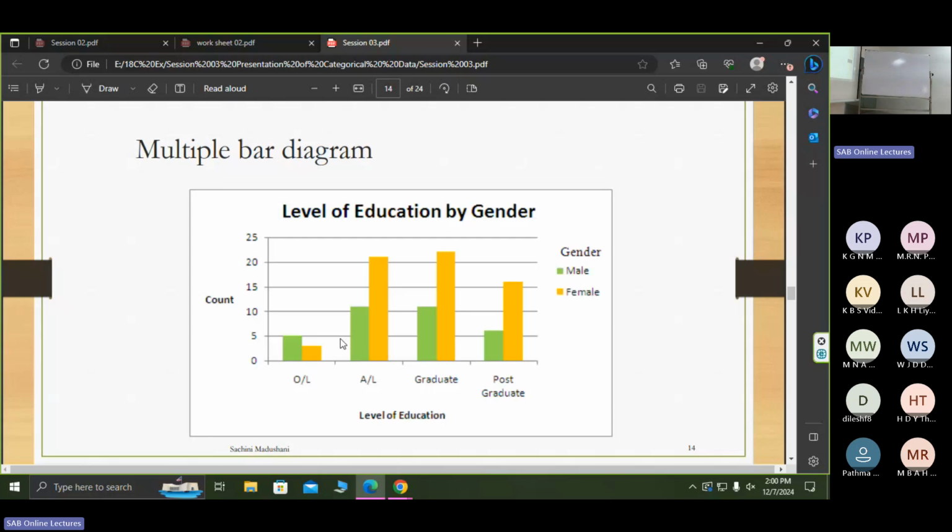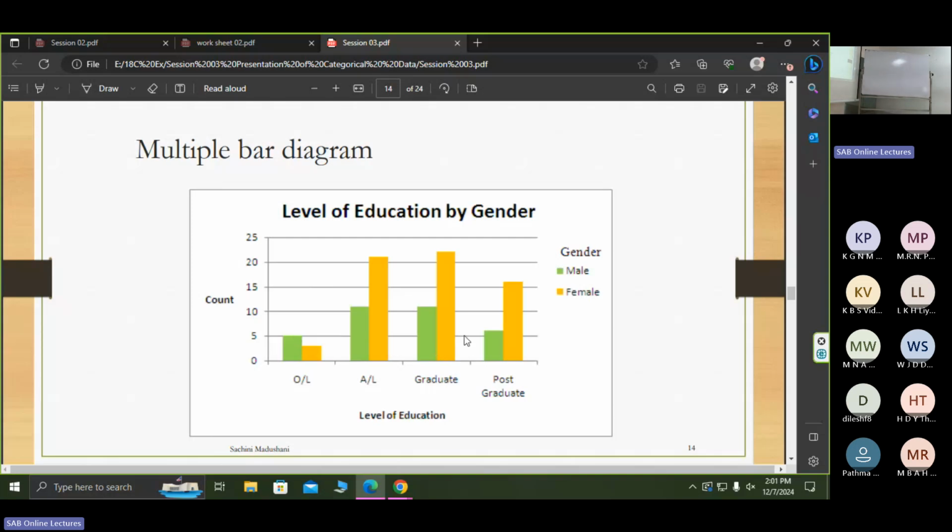Okay, the simple bar chart can present only one categorical variable. If we have more than one categorical variable, then we can select the multiple bar chart. Then we need to represent gender with the level of education. When using the simple bar chart, we need to draw two separate simple bars. But when using the multiple bar chart, we can present it using one set of multiple bars. It's clear? In here, the level of education by gender.